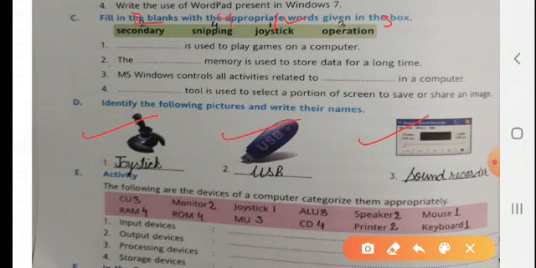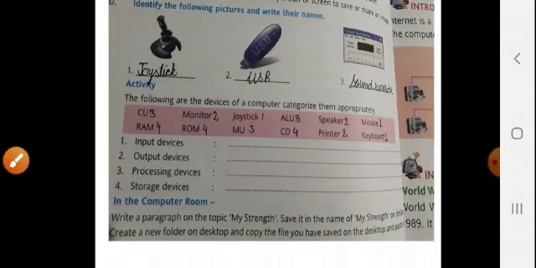Completed. Now our next part is E part. The following are the devices of a computer. Categorize them appropriately. We have to divide them according to input, output, processing, as well as the storage devices. Okay. So here are the options given. This is the list of the computer devices, and we have to categorize them accordingly according to these 4 types.